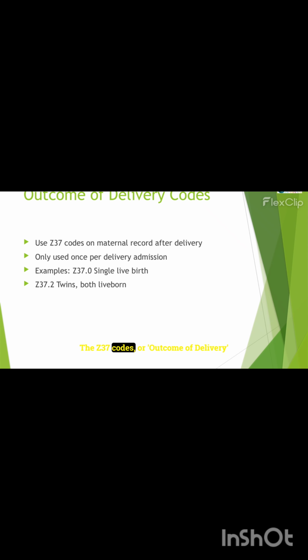The Z37 codes, or outcome of delivery codes, are only used on the mother's record and only once per delivery admission. They tell us what happened at the end of the encounter. For instance, Z37.0 indicates a single live birth, while Z37.2 would be used if twins were born and both were live born. It's a simple but vital piece of data for health statistics.